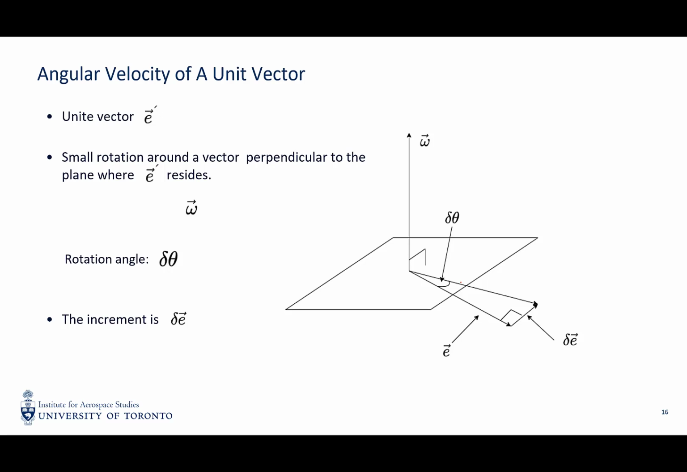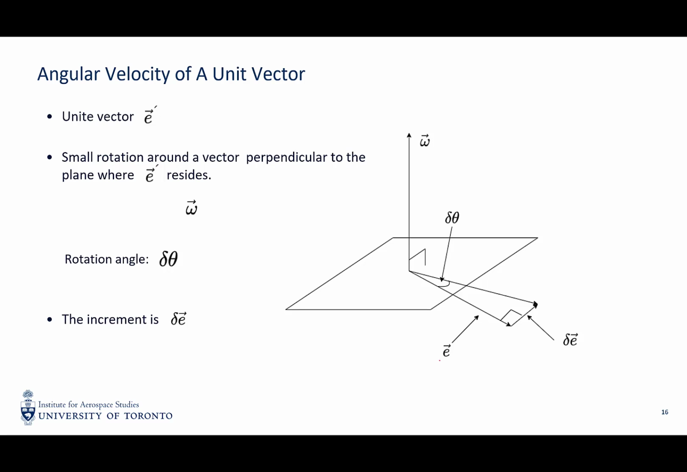Okay, so that's so much for the algebra in different coordinate frames. So now the very important topic here is the angular velocity, the definition of angular velocity and how it's going to be applied in kinematics and dynamics. So the angular velocity is defined as the rotation rate of a unit vector.